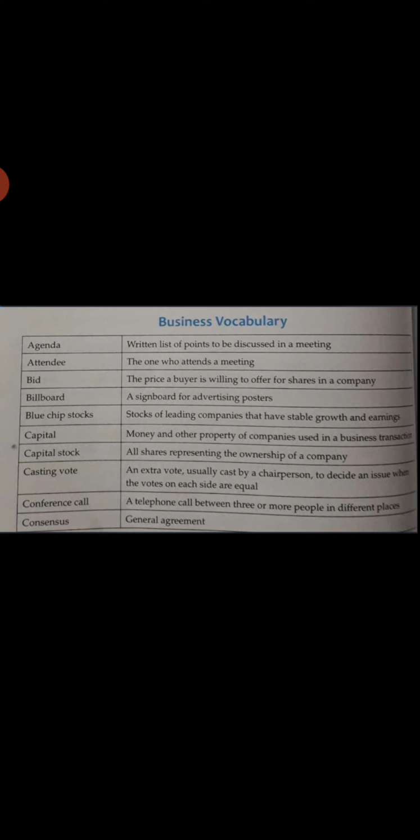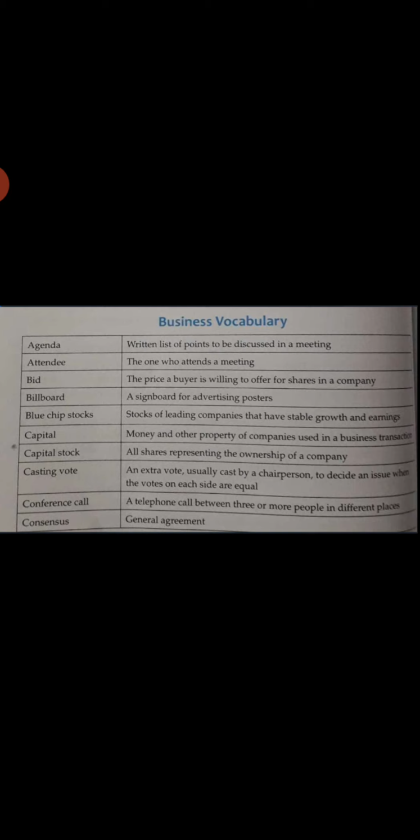The best examples are the MNC companies, especially the Google company. They are called stocks of leading companies that have stable growth and earnings. They are stable, and they have stable growth and stable earnings. That is why they are called blue chip stocks.